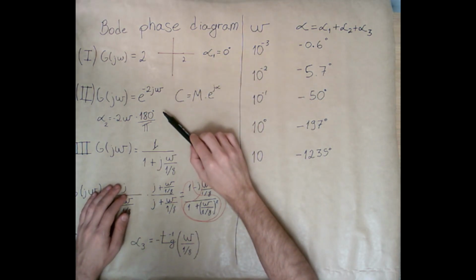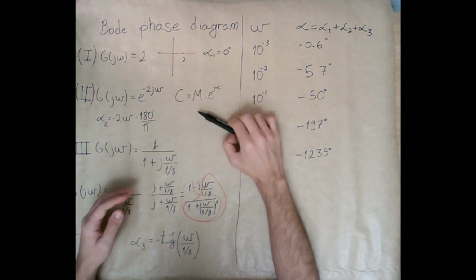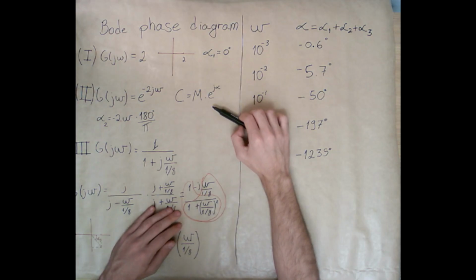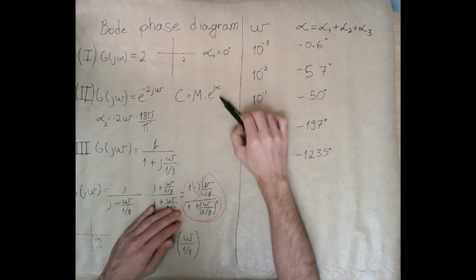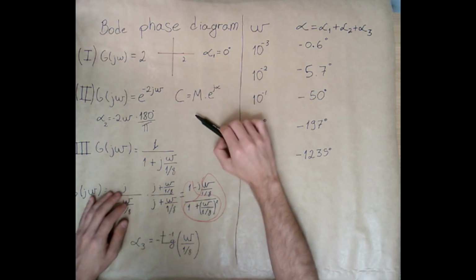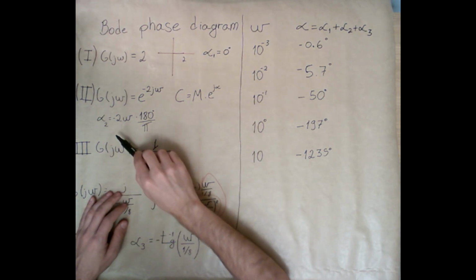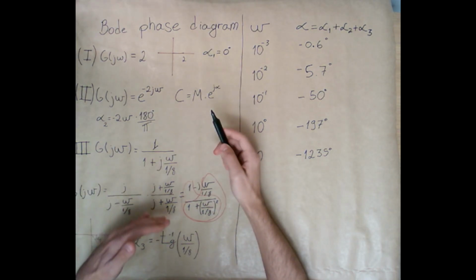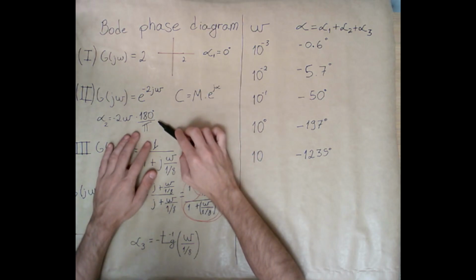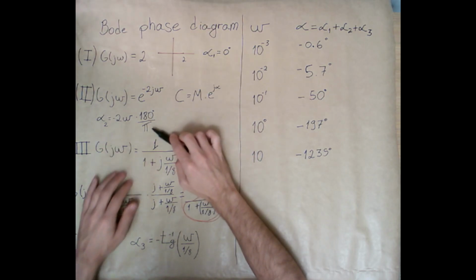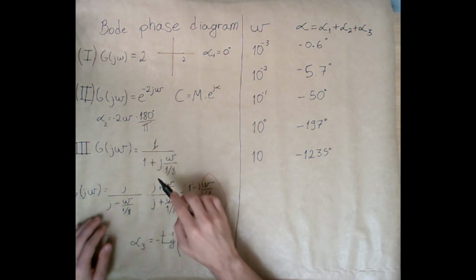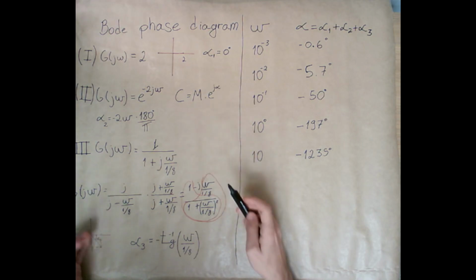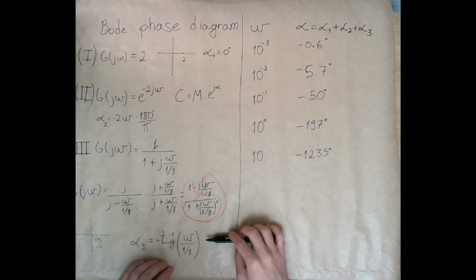The second term is an exponential, so once again we recall the definition of the polar exponential form of a complex number, which is magnitude times e to the power of j times its angle. So here alpha 2 is going to be equal to minus 2ω, but that's in radians and we want it in degrees, so we're going to multiply it by 180 degrees over pi, and that gives us alpha 2 in degrees. The third term is not so straightforward, but with a little bit of algebra we can get to a very concise definition.